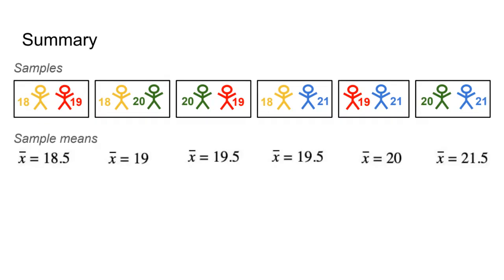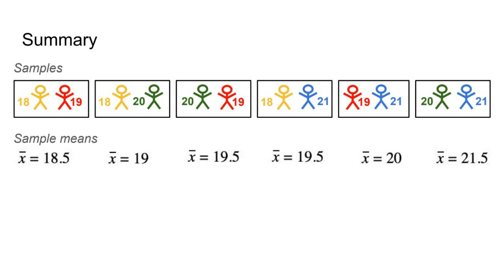So the first one will have a mean of 18.5, right? The average of 18 and 19 is 18.5. The second sample will have a sample mean of 19, right? So the average of 18 and 20 is 19. The next two samples will both have an average of 19.5. So the average of 20 and 19, as well as the average of 18 and 21, are both 19.5. And then the other two samples also have a sample mean that is 20 or 21.5 respectively. Okay, so all the samples have a sample mean.